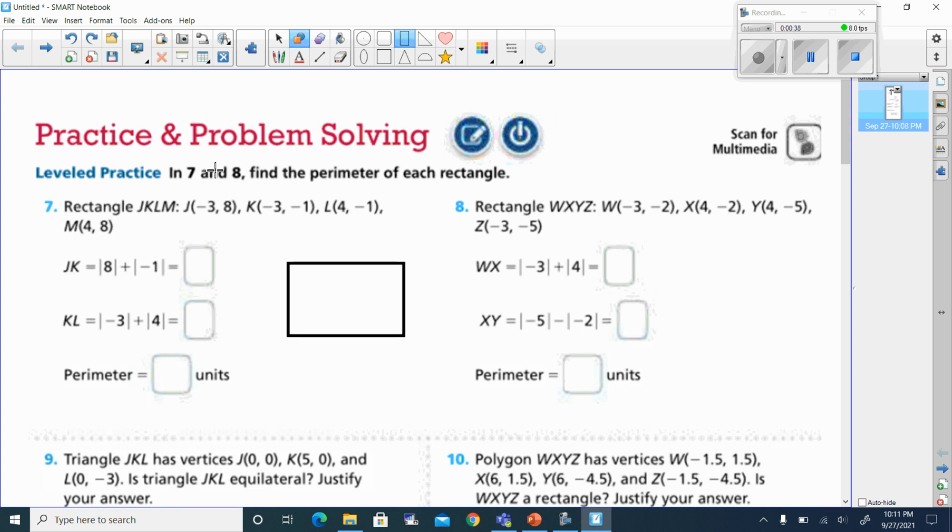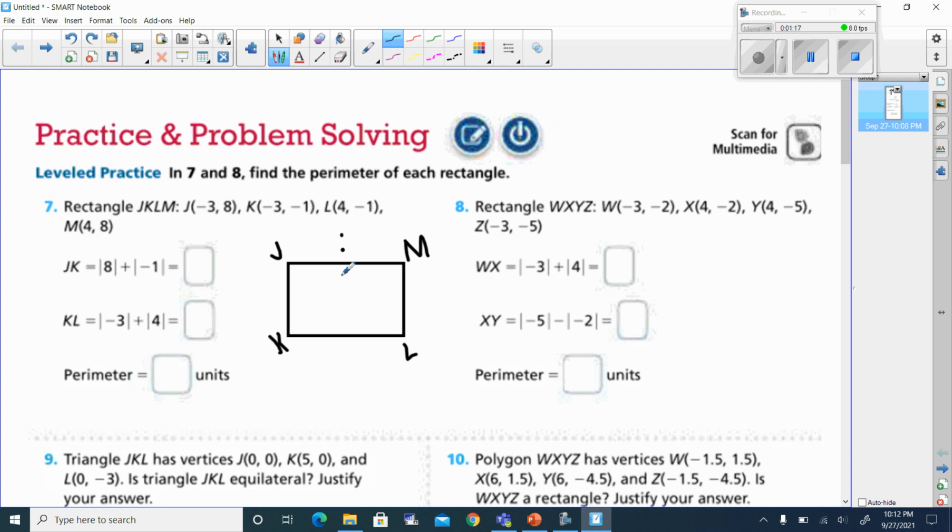And we're seeing that this rectangle is labeled J, K, L, and M. All right, now it says that J is at -3 and 8. Okay, so if we were having this on a coordinate plane, let's see, -3. So this is going to be going to the left on our number line. This one's also going to be going to my left. This one's going to be going to the right. This one's going to be going to the right.